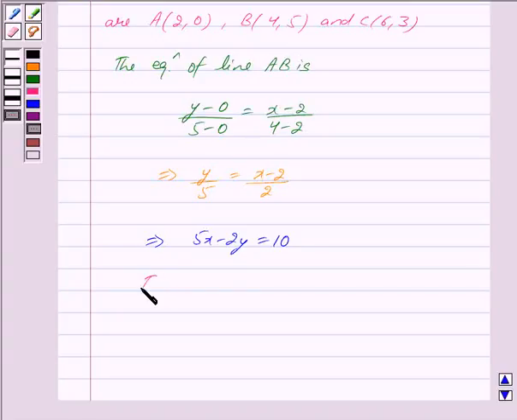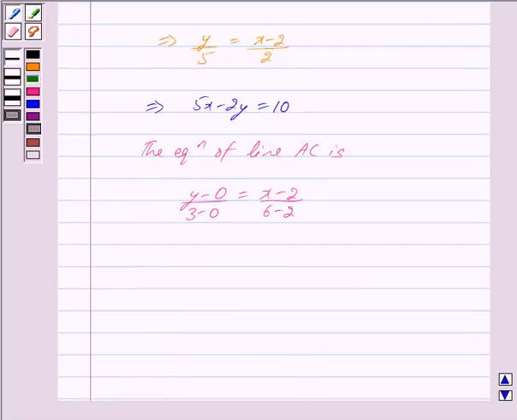Now the equation of line AC is given by y minus y1, here y1 is equal to 0, so we have y minus 0 upon y2 minus y1. And here y2 is equal to 3, so we have 3 minus 0, and this is equal to x minus x1, here x1 is equal to 2, so we have x minus 2 upon x2 minus x1, here x2 is equal to 6, so we have 6 minus 2. So we get y upon 3 is equal to x minus 2 upon 4. And simplifying this we get 3x minus 4y is equal to 6.